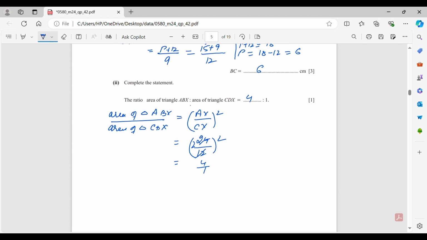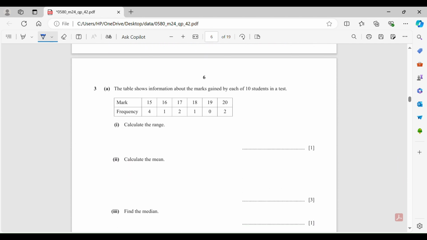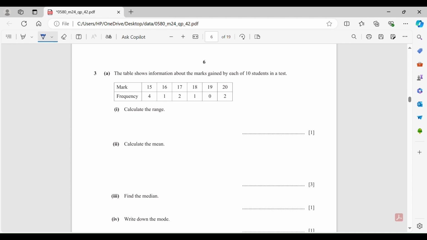Next, question number 3. The table shows the information about the marks gained by each of 10 students in a test. Marks and their frequencies. Calculate the range. Range is highest minus lowest mark. So range is highest minus lowest marks, which is equal to 20 minus 15, which is equal to 5. So our answer is 5.